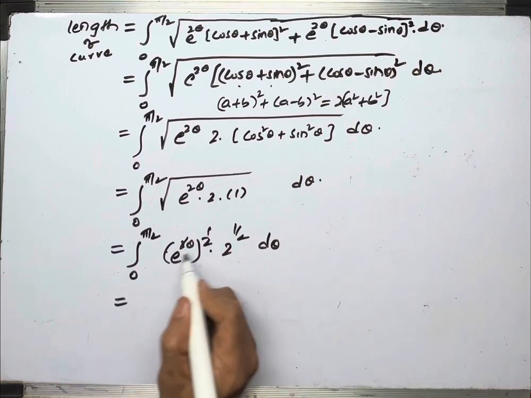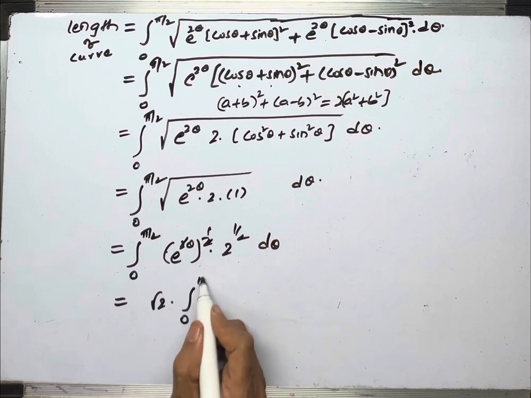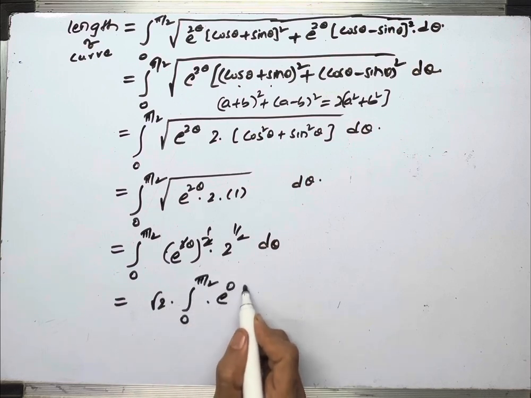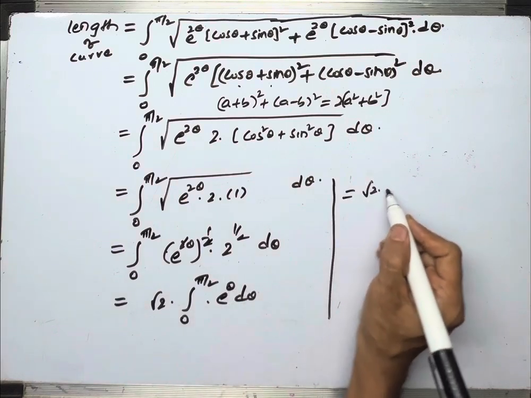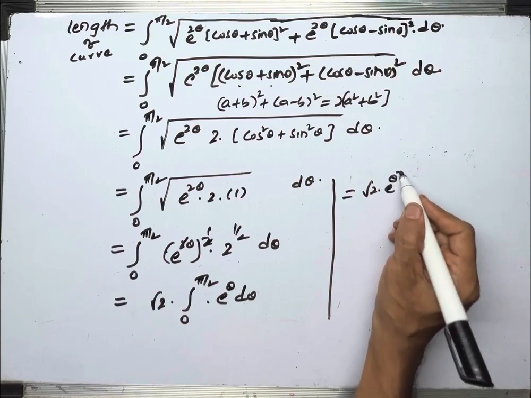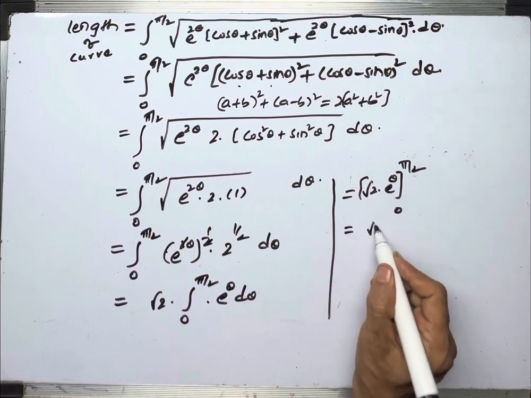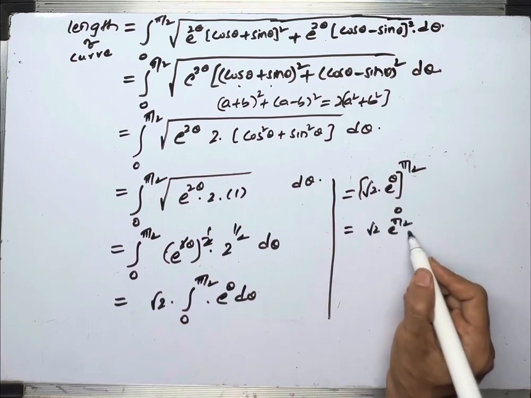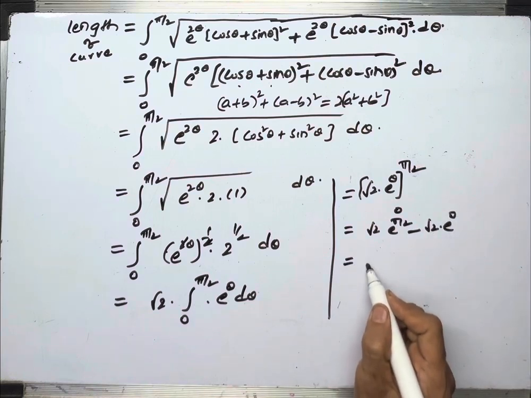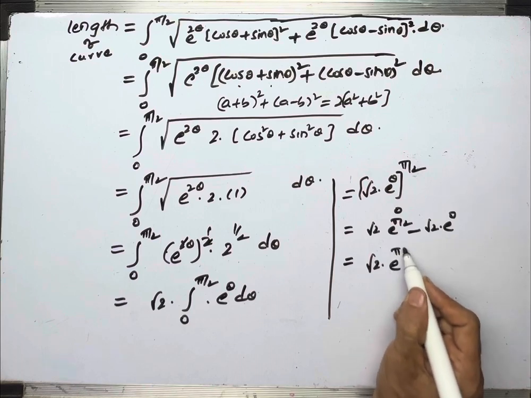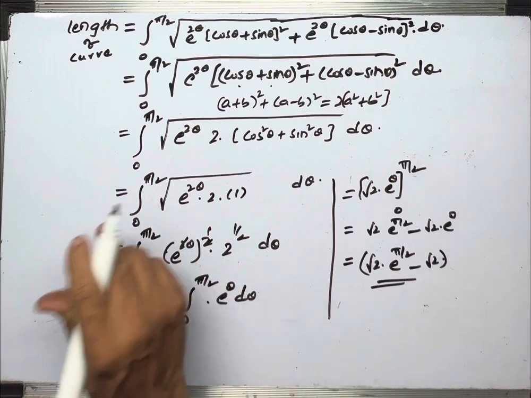Then in the next step, 2 cancelled. 2 power 1 by 2 is root 2 outside the integral because it is a coefficient constant that is taken out, e power theta d theta. This will be root 2 into e power theta integral is e power theta, then 0 to pi by 2. So we will get root 2 e power pi by 2 minus root 2 into e power 0. This will be root 2 into e power pi by 2 minus root 2 into 1 units. This is the answer for length of curve.